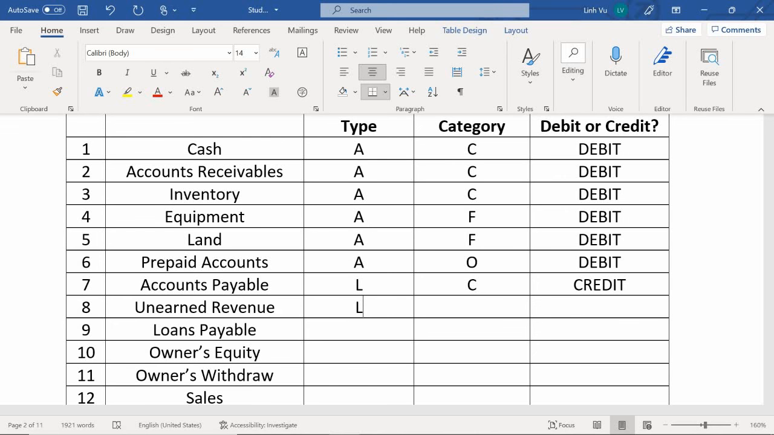Hence the word unearned revenue. You haven't earned it yet until Saturday comes when you finally complete the task. That's when you recognize that a revenue has happened. You earned it. So again, it's an advance payment for services that haven't been completed yet. So it is 100% a liability. And again, what kind of liability would it be?